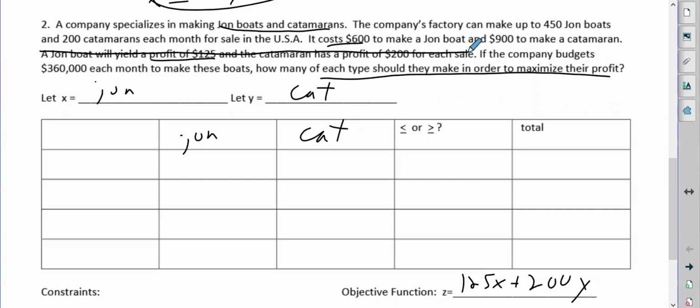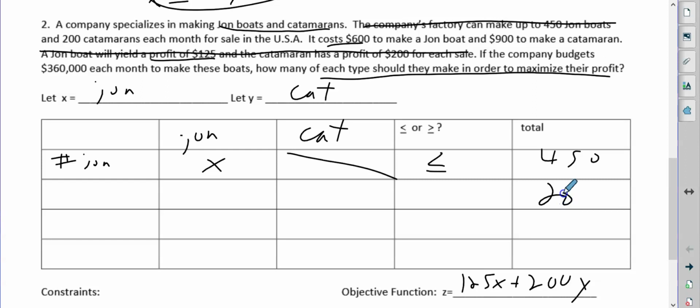Now it says they can make up to 450 John boats. Okay. So that's the number of John boats is 450. Up to and including means less than or equal. And John boats is this right here. We don't need anything there because that number only has to do with John boats. 200 catamarans. Oh, well, that's a limit on only the catamarans. Nothing here, less than or equal. So this is the number of catamarans.